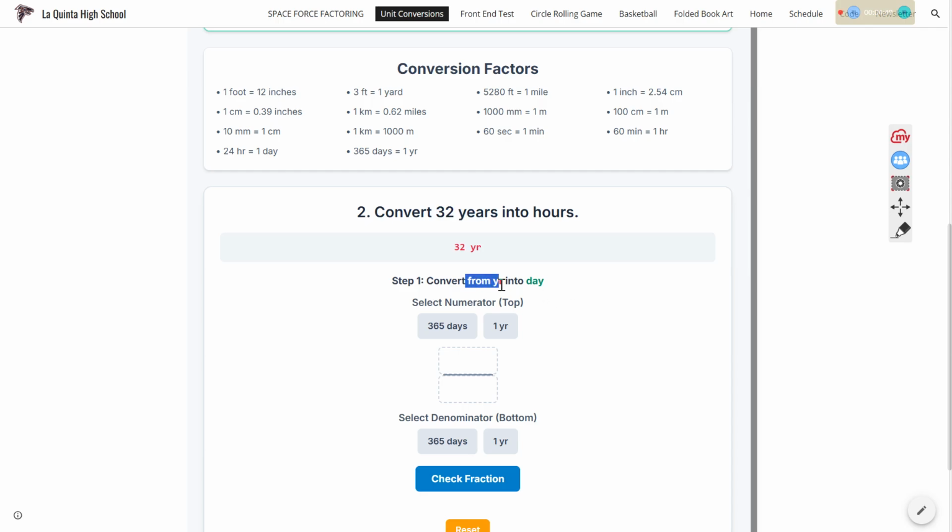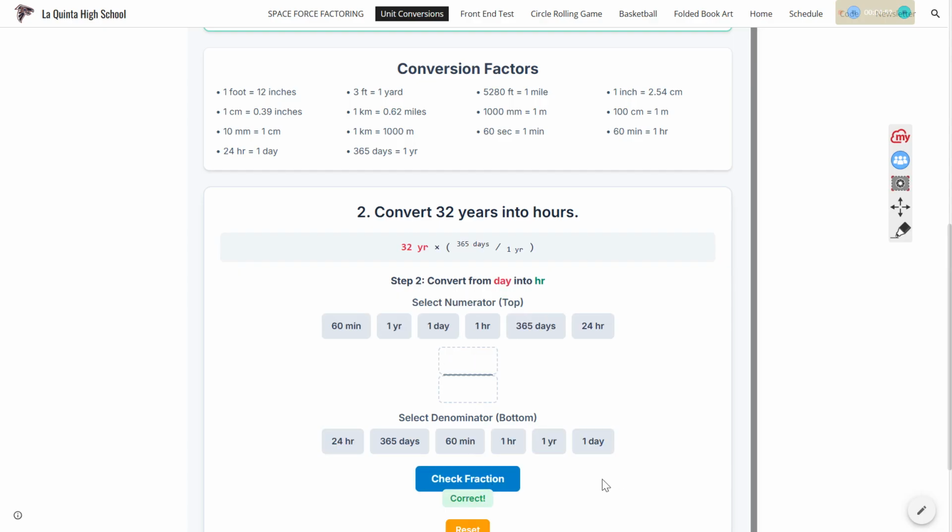I'm going from years, and so that means on bottom we need to have the year. Since we're going into days, what goes on top is days. And now I press check fraction, and we have the correct answer. So now for this one, we have to choose the days, okay? And tell me, where should the days be? Should that be on top or on the bottom? Should it be the denominator or the numerator?